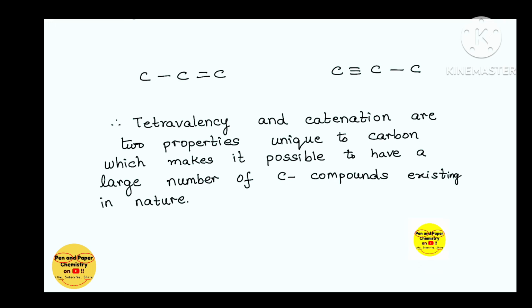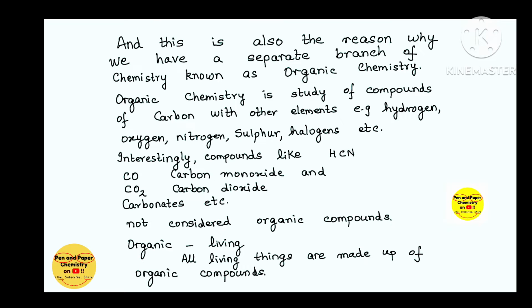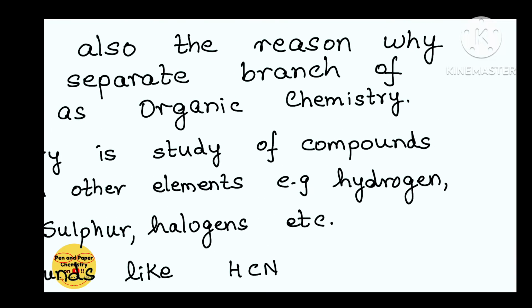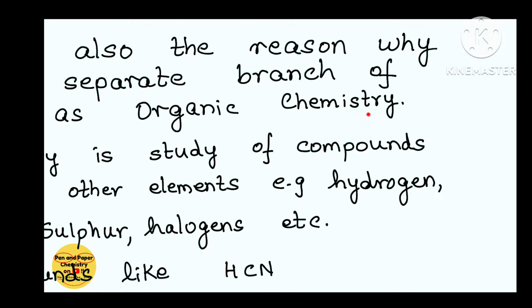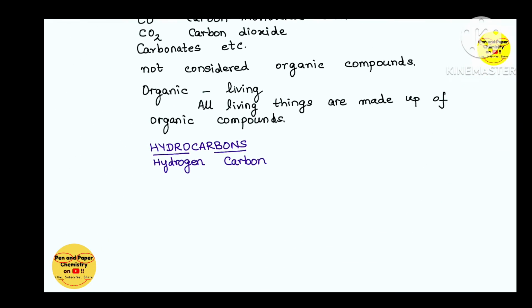So tetravalency, catenation. Please make a note of this. You definitely are asked the definition, the explanation of it, and it is actually the very basis of a new branch of chemistry which is called organic chemistry. Chemistry involving the study of organic compounds. Now, where does the word organic come from?